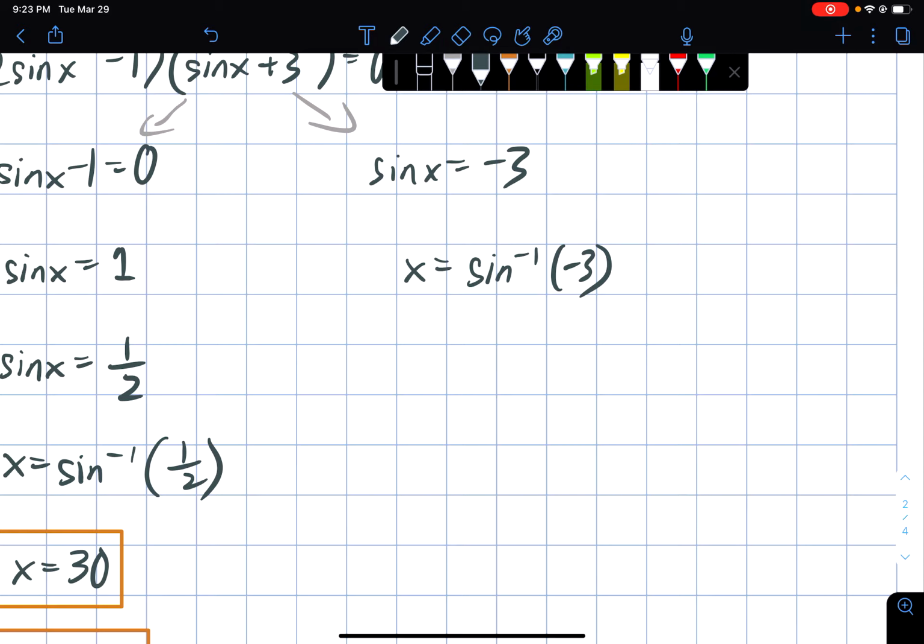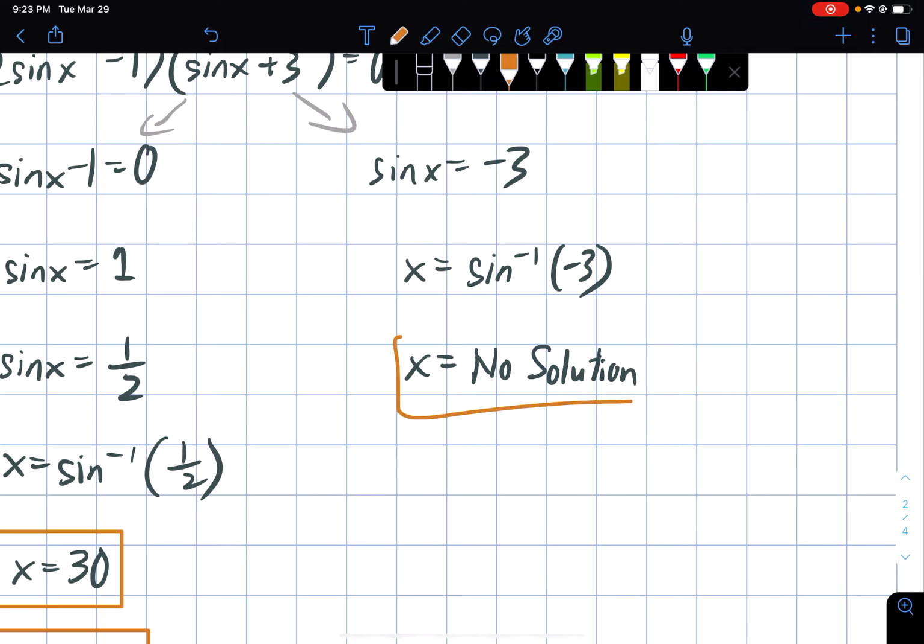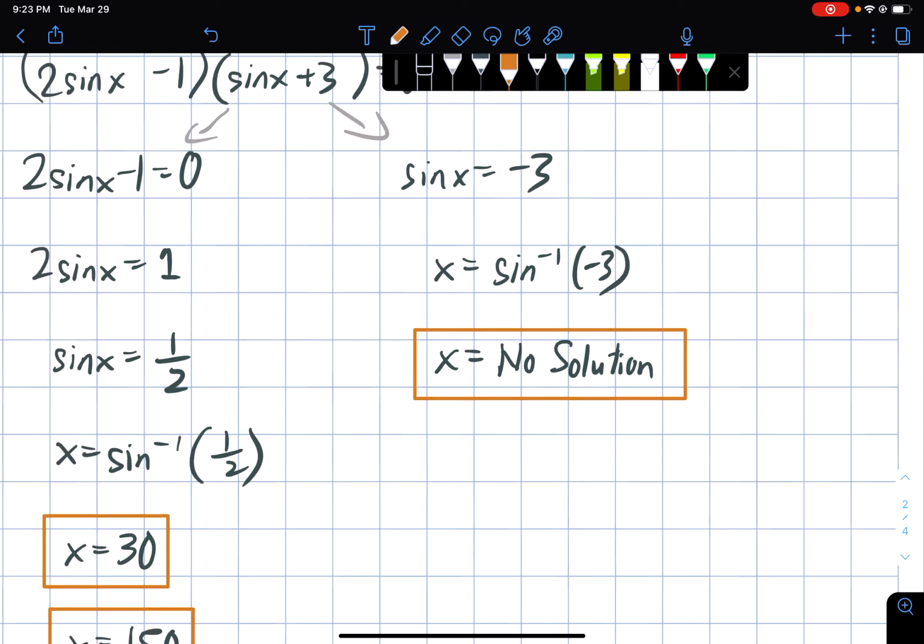Arcsine of negative 3. In the calculator, it would state math error. So x is no solution. Alright. Let's move to number 5.